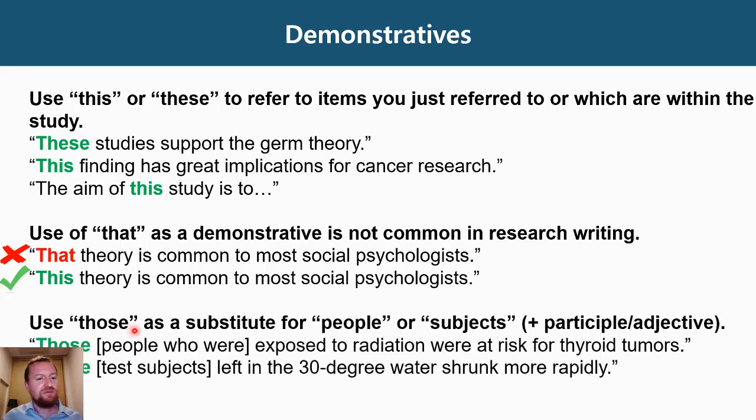We can use those, but it's often used as a substitute for a subject or for a person. So those exposed to radiation were at risk. That means those people who were. So we could actually cut down on wordiness by using those. Those exposed to radiation. Those left in the 30-degree water shrunk more rapidly. Those test subjects. But how do we know we're referring to test subjects? Well, we should have used this subject before in a previous sentence so that we know exactly what noun we're referring to.